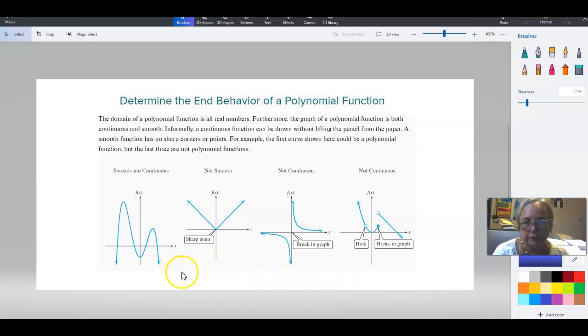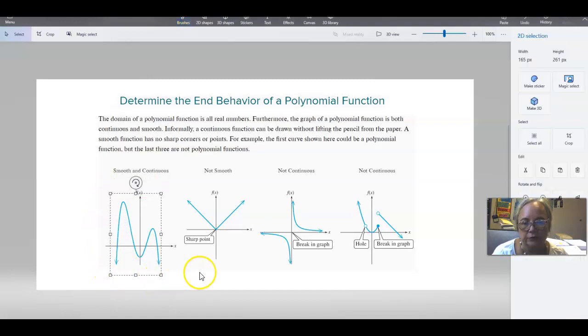So make sure that you recognize polynomial functions. They are usually smooth and continuous. If a function has sharp angles like here, it's not a polynomial function. If a function is not continuous, which means it has breaks or holes like here, this function is not a polynomial. Only one function among all these four is a polynomial function, this one.